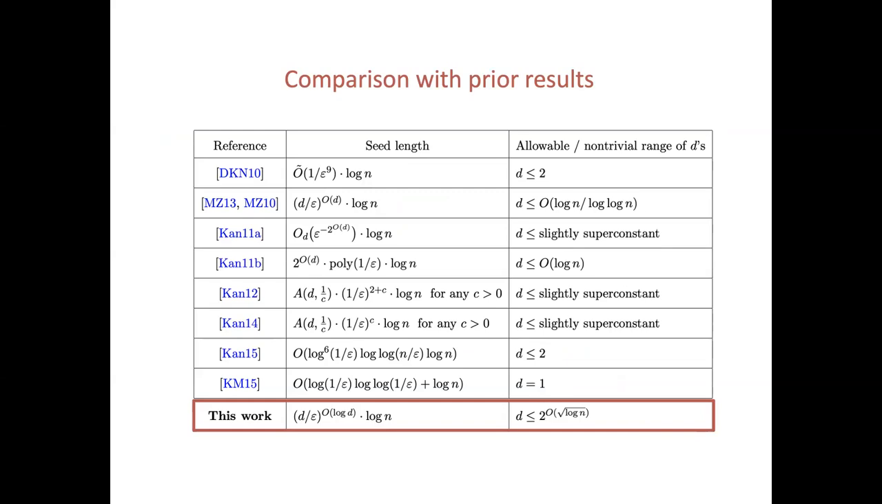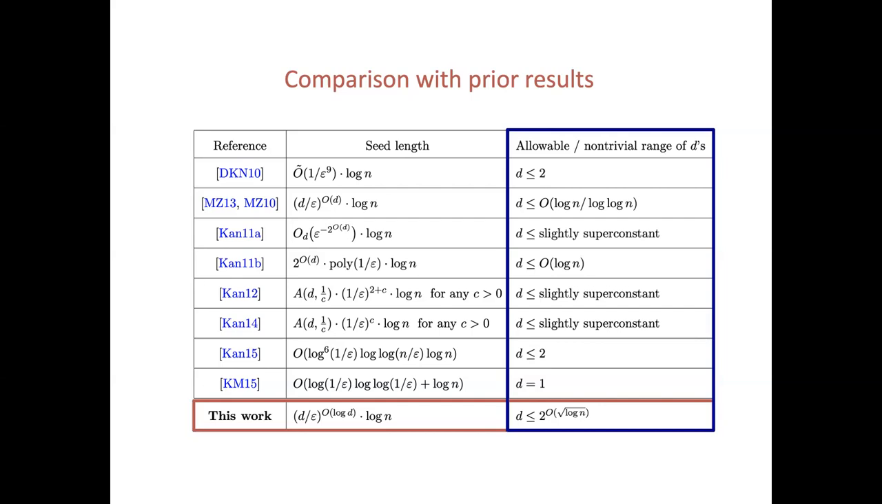As I mentioned, there's been quite a lot of work on this problem, both over Gaussian space and also the more challenging Boolean space. It's a little hard to eyeball these seed lengths, especially in a short amount of time. But let me bring your attention to the third column here, which denotes the allowable and non-trivial range of degrees given by previous work and our work. As you can see, many of the previous results hold for degrees that are constant or slightly superconstant. I would like to point out the work of Meka and Zuckerman, who gave PRGs both over Gaussian space and also the more challenging Boolean space, which held for degrees all the way up to log n over log log n.